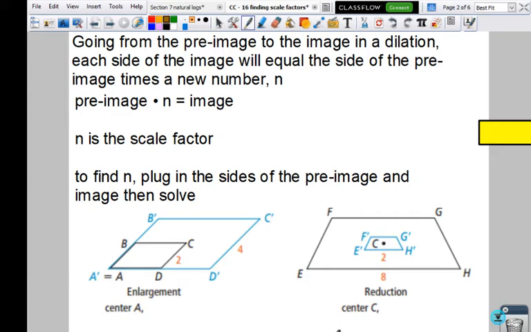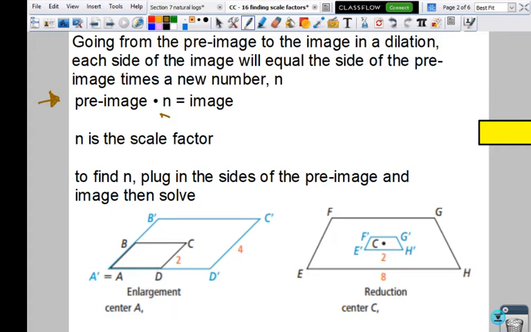So you say like it times itself, kind of? Well, it'll be times something. So if we're going to find what our scale factor is, what this n is, we're going to plug in the sides of the pre-image and then the image, and then we're just going to solve it in this little equation right here. We're going to be using this equation pretty much the whole time today.